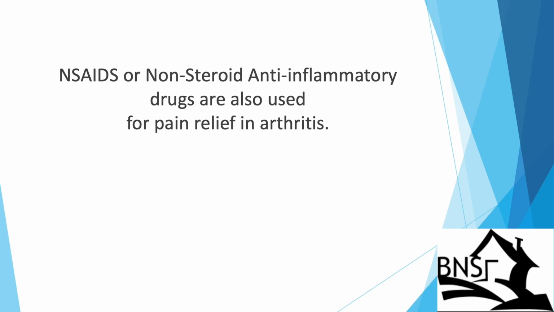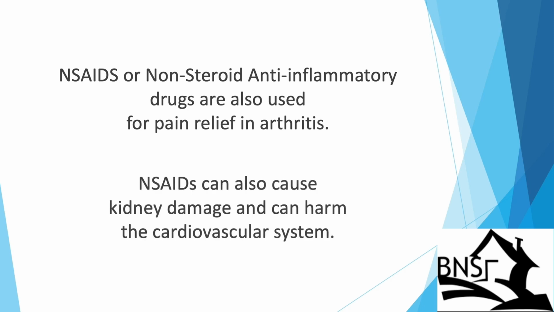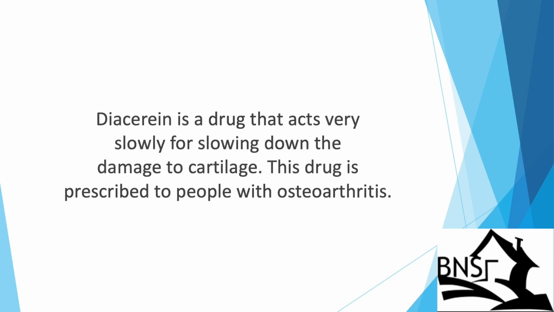Some examples of these drugs include aspirin and ibuprofen. The problem, however, is that the likelihood of side effects is higher with NSAIDs as compared to acetaminophen. NSAIDs can also cause kidney damage and can harm the cardiovascular system. Diacerein is a drug that acts very slowly for slowing down the damage to cartilage. This drug is prescribed to people with osteoarthritis.